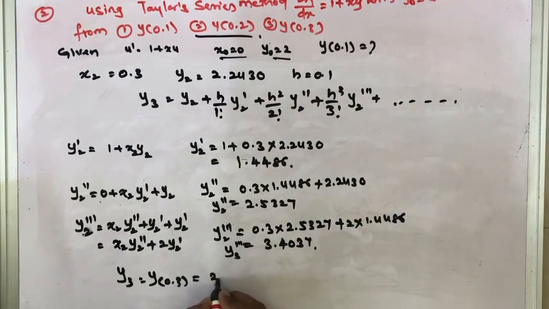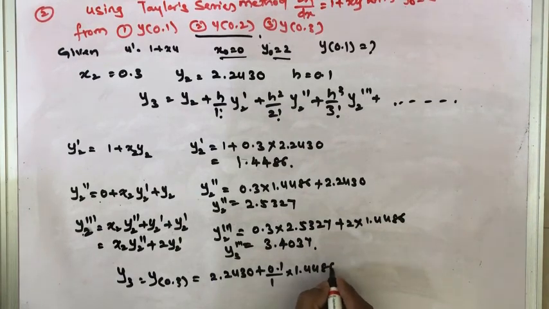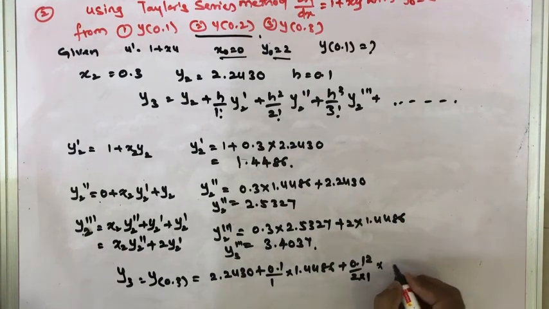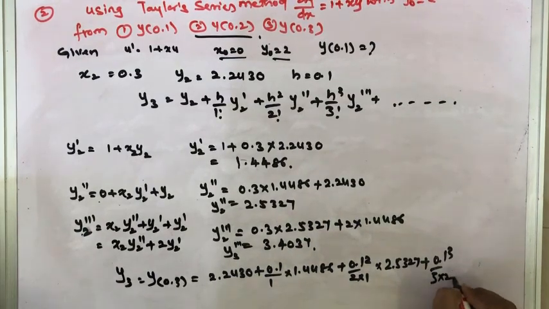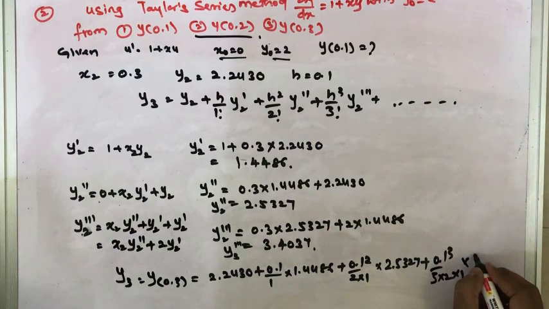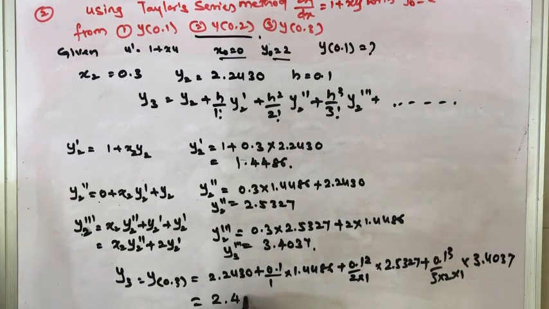Substitute this value into this equation to get y3, which is nothing but y of 0.3. So y2 value is 2.2430, plus h, which is 0.1 by 1 factorial into y2 dash, which is 1.4486, plus 0.1 square by 2 factorial into y2 double dash, which is 2.5327, plus 0.1 cube by 3 factorial into y2 triple dash, which is 3.4037. If I simplify, I'll get 2.4100. This is y of 0.3.